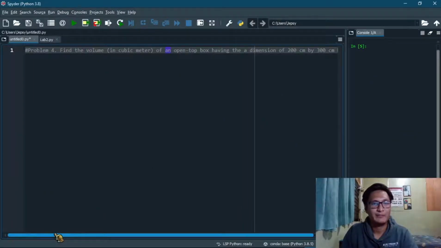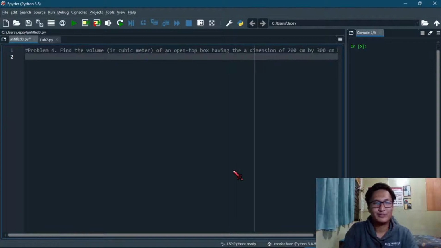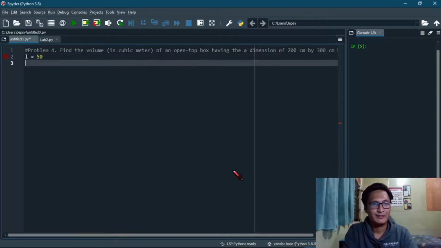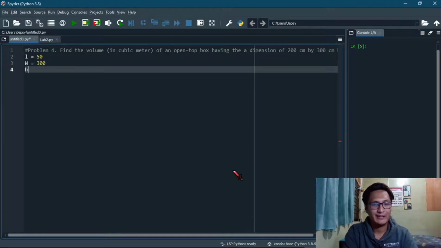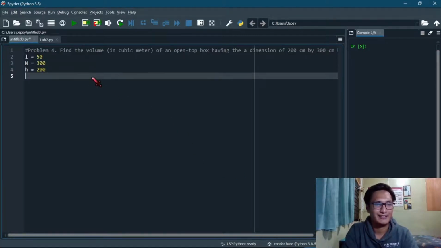Towards our next problem, which is to find the volume in cubic meters of an open top box having dimensions of 200 by 300 by 50. So the formula here for the volume of the open top box is just height times width times length. So we just make a code. So we let L, which is the length, equal to 50. We have our width, which is equal to 300, and our height is just equal to 200. Sorry if it is reversed, but it's still the same.